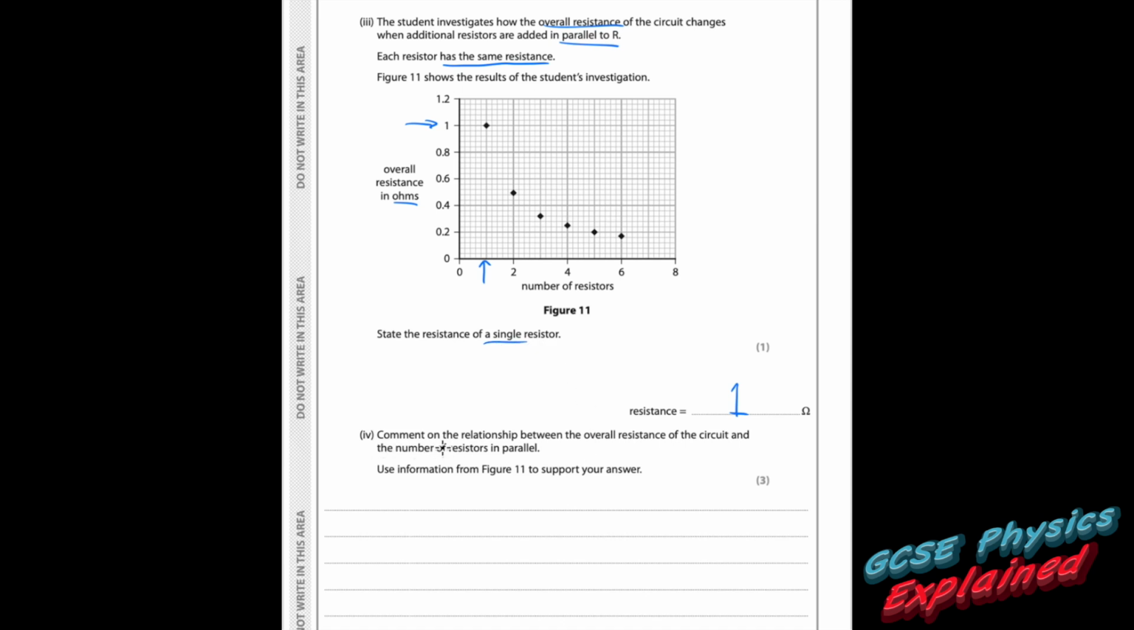Right, part 4. Comment on the relationship between the overall resistance of the circuit and the number of resistors in parallel. 3 marks. Use information from figure 11 to support your answer. Right, that's why they're giving you 3 marks, because you need to put some information in. So what can we see? Generally, as the number of resistors increase, the overall resistance decreases, and it's a curve, so it's non-linear.